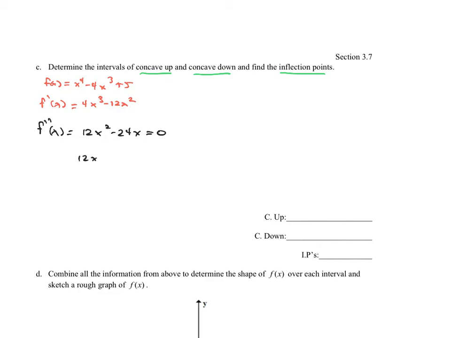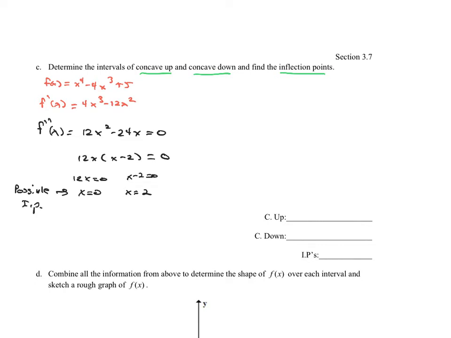I try factoring it. I realize I can pull out a 12x. What I'd have left over would be x minus 2. I set that equal to 0. When I set that equal to 0, I set each one of the factors equal to 0. 12x equals 0 gives me x equals 0. And x minus 2 equals 0 gives me x equals 2. Again, these are not critical values, but they are possible inflection points.